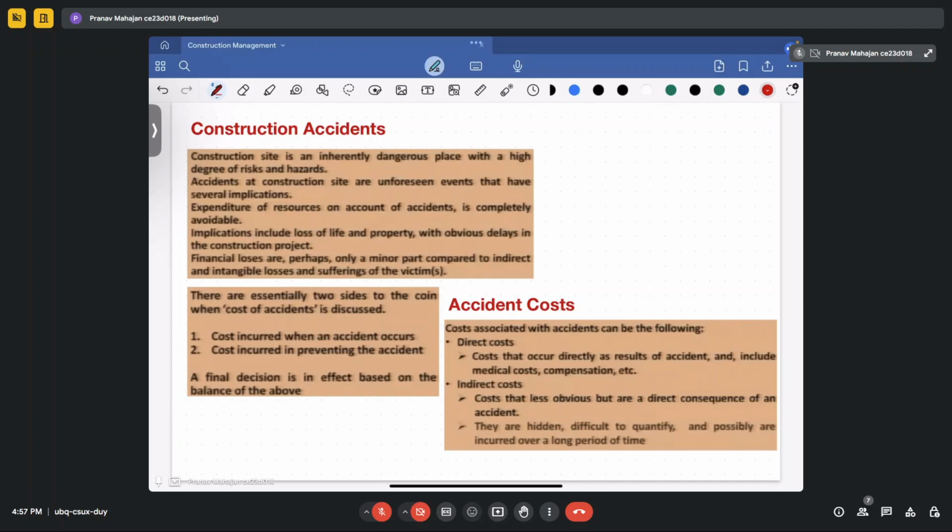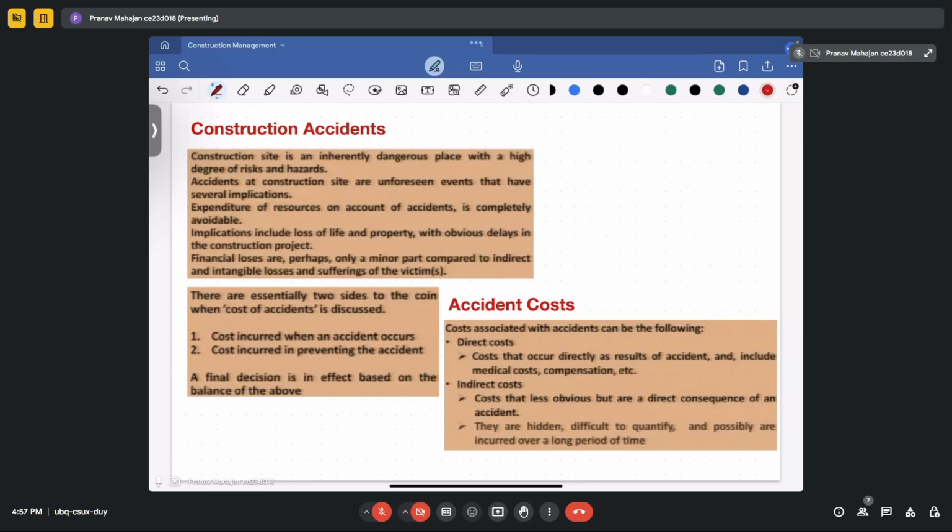So there are two sides of a coin when the cost of accidents is discussed. First is the cost incurred when such an accident happens. Second is the cost that is incurred to prevent such accidents. The final decision is based upon the balance of the above. Okay, so how are the costs of accidents calculated? The costs associated with accidents can be direct costs as well as indirect costs.